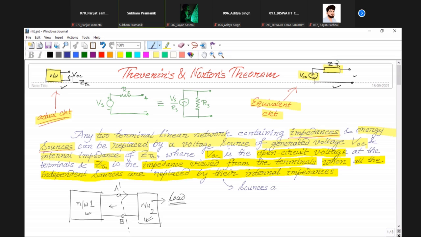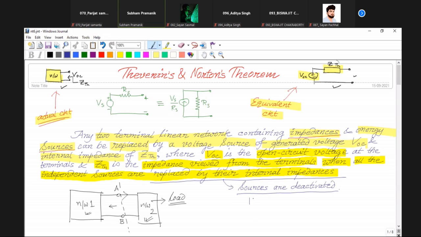Sources are deactivated. That actually means the same. Sources are deactivated means the same as replaced by their internal impedance. Because if you deactivate the source, that will not produce any voltage or current, but their internal resistances, internal impedances will remain there. That means for an ideal voltage source, internal impedance will be 0, that means it will be short circuited.